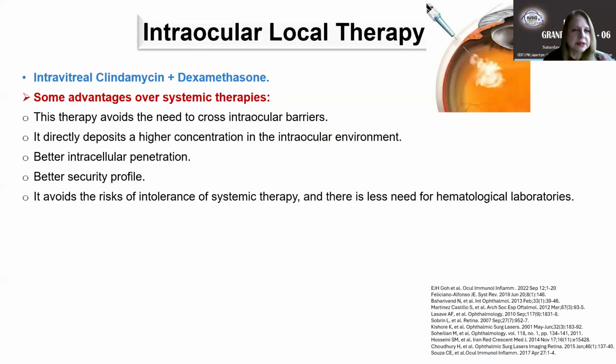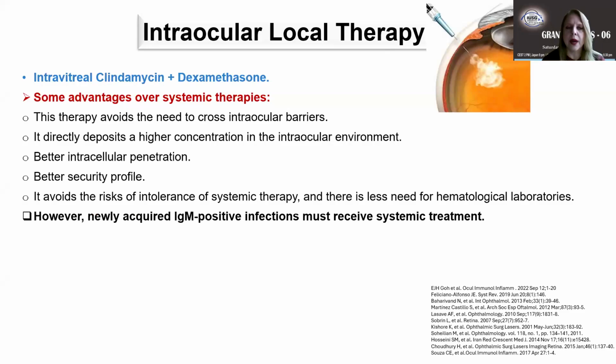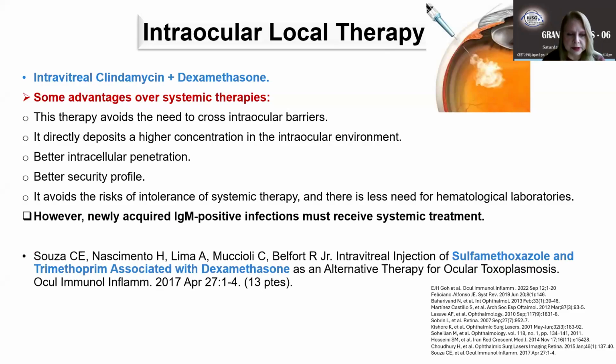Intraocular local therapies have some advantages over systemic therapies. This therapy avoids the need to cross intraocular barriers. It directly deposits a higher concentration in the intraocular environment. It has better intraocular penetration, a better safety profile, and it avoids the risk of intolerance of systemic therapy, and there is less need for hematological laboratories. But newly acquired IgM positive infection must receive systemic treatment.